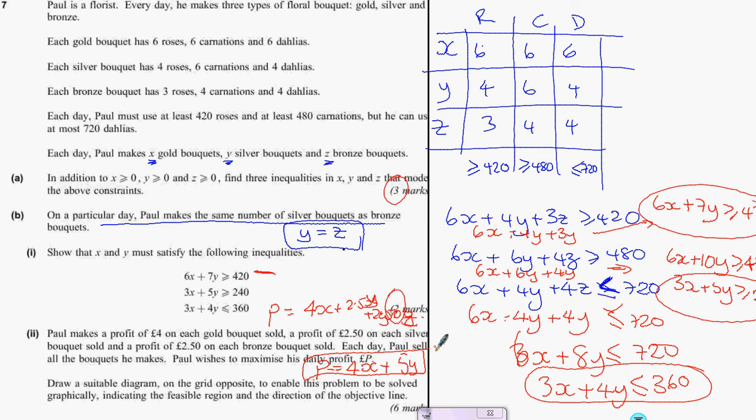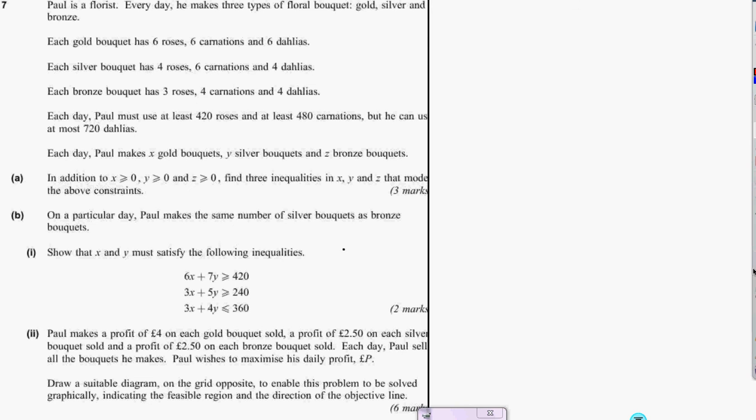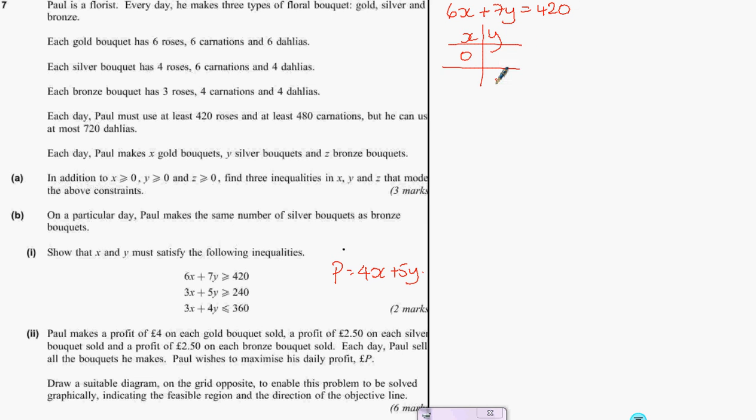Then it says we've got to draw it. So I'm just going to clear this off and we're going to look at drawing it. So our profit is 4x plus 5y. Okay, so if we're drawing these, we've got 6x plus 7y equals, we're going to draw 420. So we have our x and our y. When x is 0, y would equal 60. When y is 0, x equals 70.